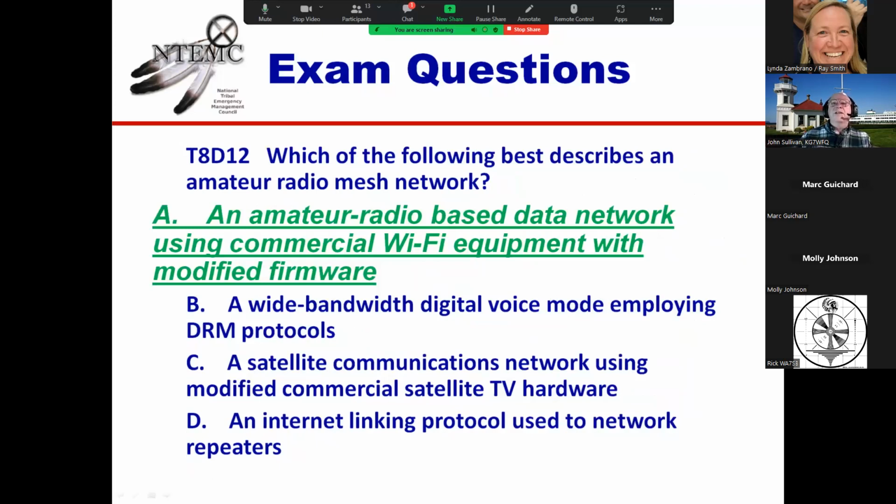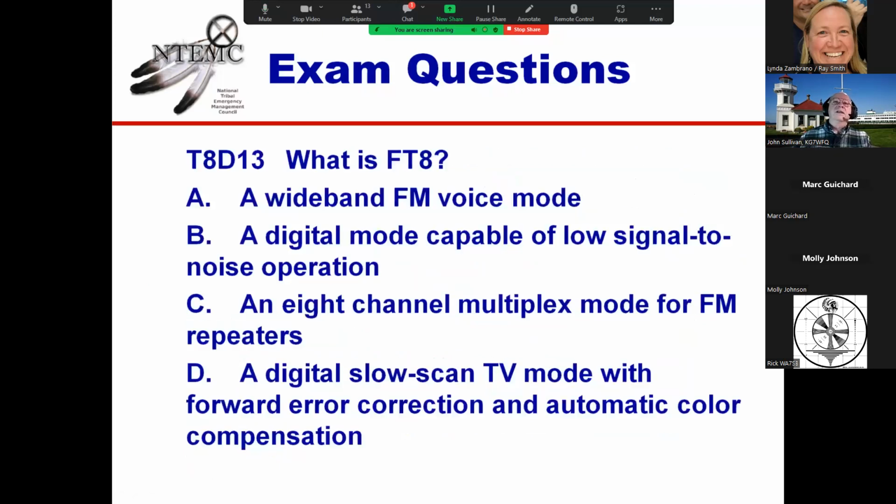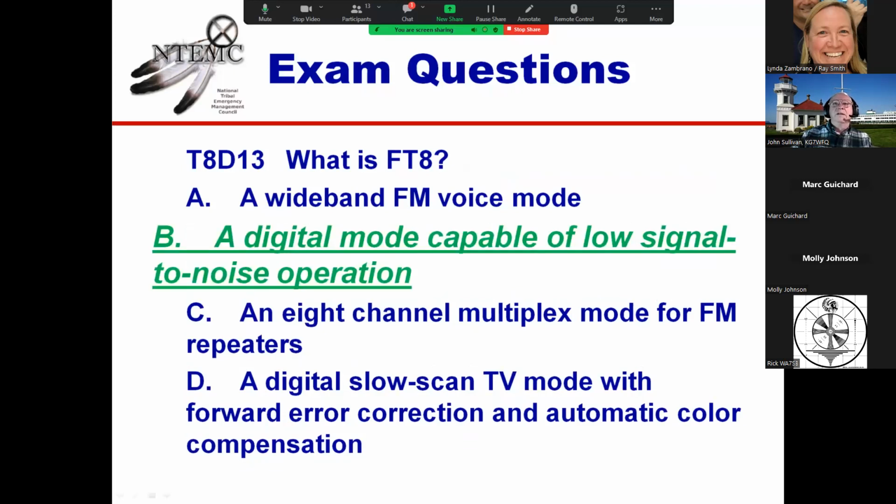FT8, I mentioned that that's a weak signal popular digital mode. So it is not a voice mode, and it is a digital mode. And I mentioned that it operates with very low signal to noise ratio. It can get very, very weak signals and pull them out. So it's low signal to noise operation, digital mode.